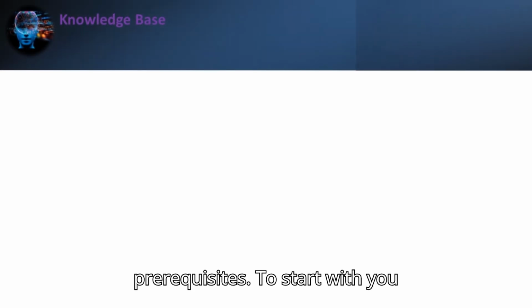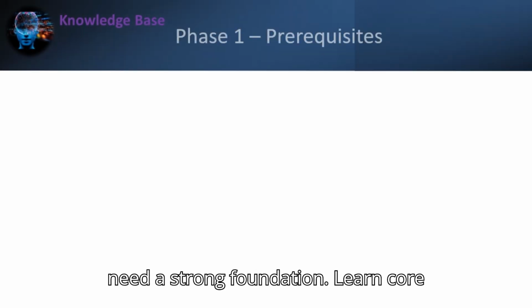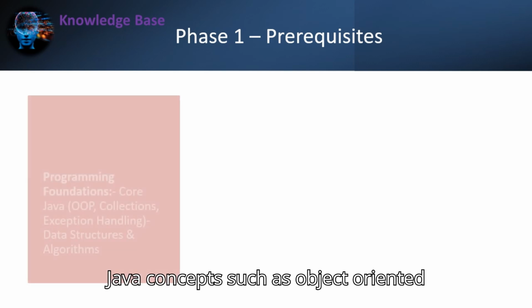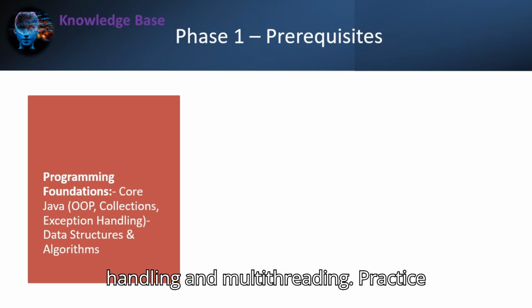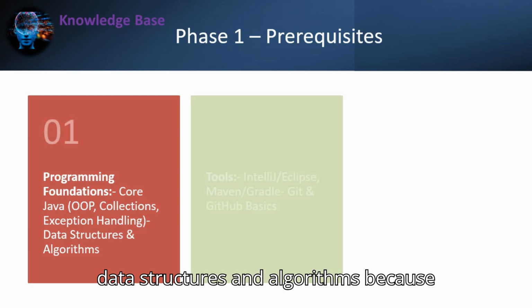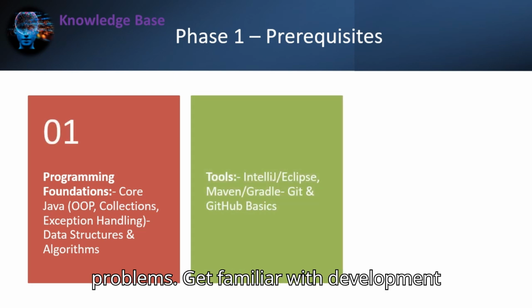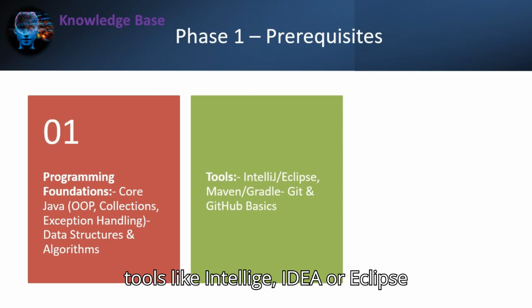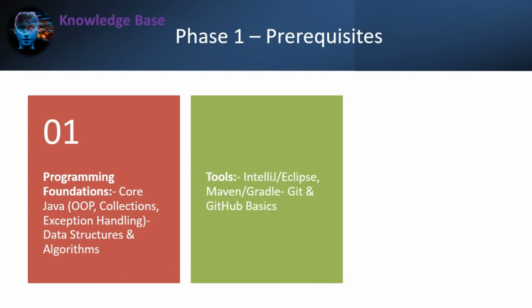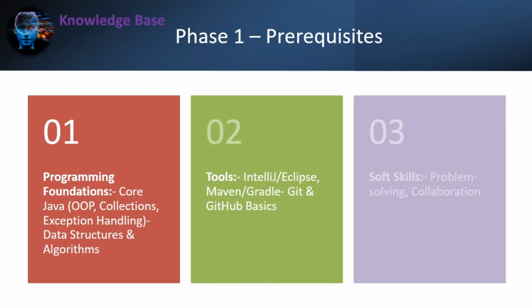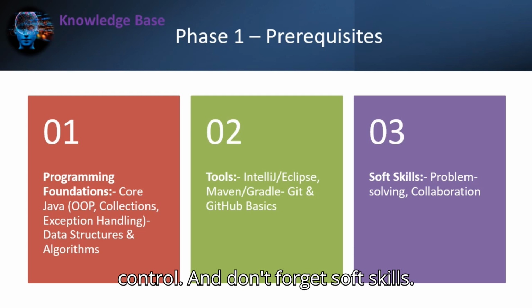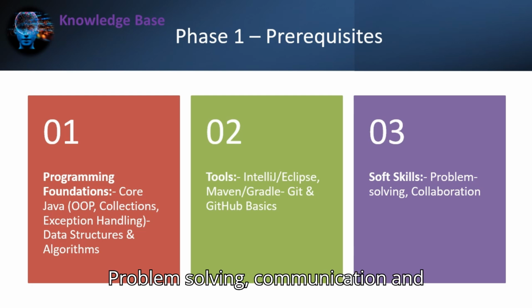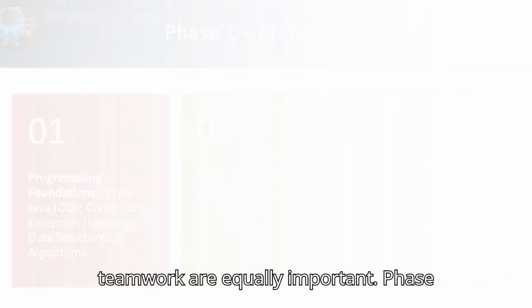Phase 1. Prerequisites. To start with, you need a strong foundation. Learn core Java concepts such as object-oriented programming, collections, exception handling, and multithreading. Practice data structures and algorithms because they are essential for solving real-world problems. Get familiar with development tools like IntelliJ IDEA or Eclipse, and build tools such as Maven or Gradle. Also, learn Git and GitHub for version control. And don't forget soft skills, problem solving, communication, and teamwork are equally important.